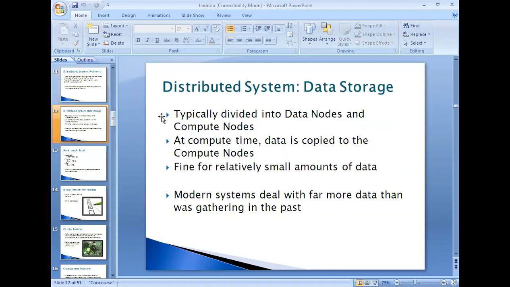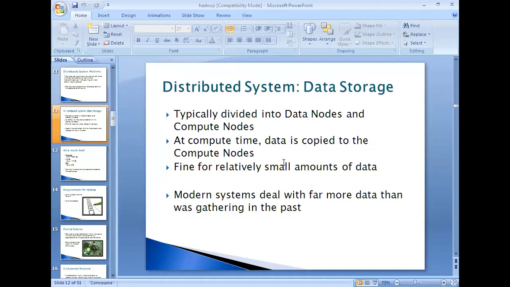Now, distributed system data storage: where can we keep that information? The way we can store data using distributed systems is typically divided into data nodes and compute nodes. It will be divided into two nodes: one is the data node and the other is the compute node. At compute time, the data is transferred to the compute nodes, and then it will be shifted to the data nodes. Very soon we will discuss these two in detail.